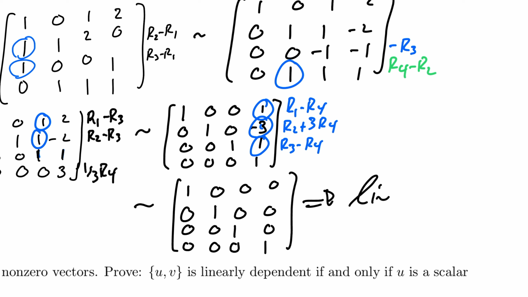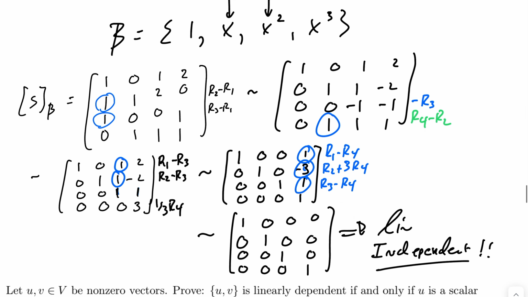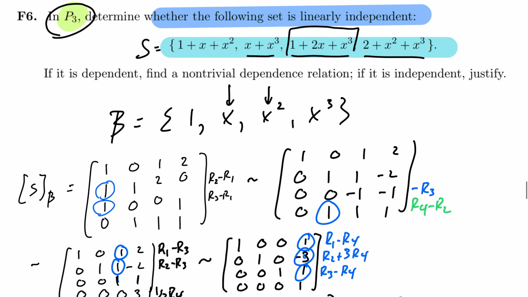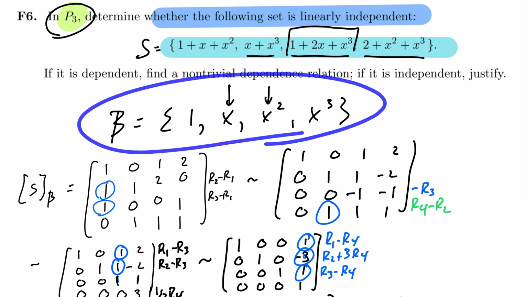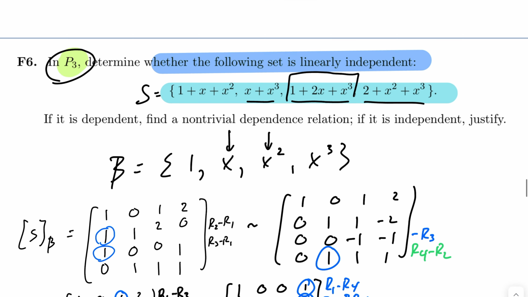So this set here is linearly independent. We already have, this set is already linearly independent, and illustrated here by row reducing, writing this in terms of its basis vectors, then writing my matrix, row reducing, getting the identity. So we know that this is in fact linearly independent.